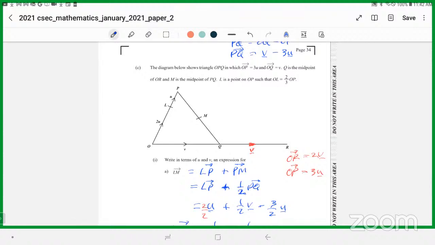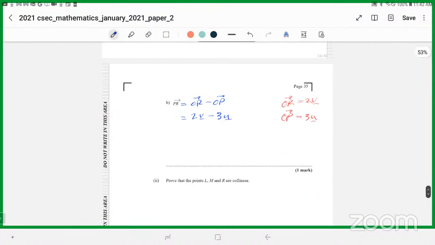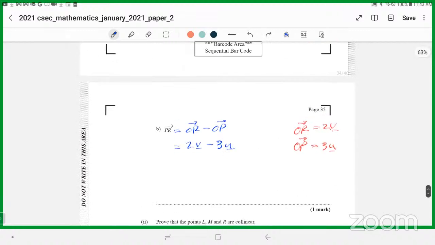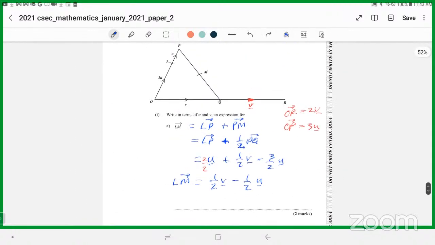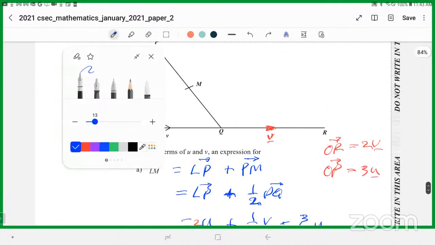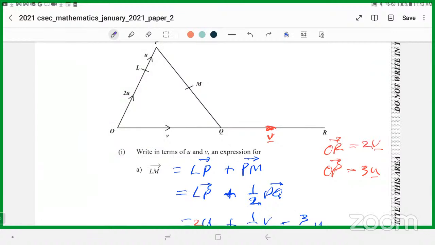Okay. So that is it. This is correct. Then it says, prove that L, M, and R, sorry, are collinear. L, M, and R. Let's look at the diagram. L, M, and R are collinear. That's these 3 points. And we'll show that they're collinear by just drawing it. You have to show that they are parallel vectors with a common point. They're saying that these 3, you can see it on the diagram as well.